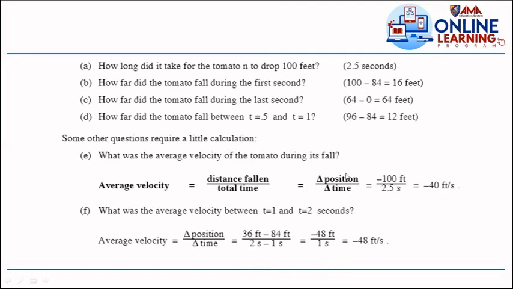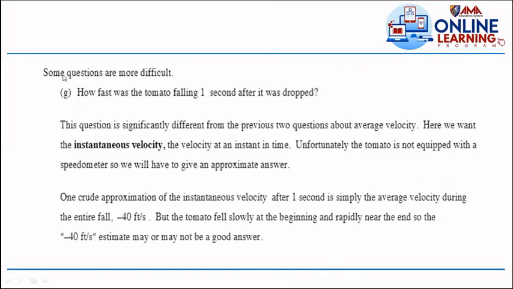Next, some questions are more difficult. How fast was the tomato falling 1 second after it was dropped? The question is significantly different from the previous two questions about average velocity. Here we want the instantaneous velocity, the velocity at an instant in time. Unfortunately, that tomato is not equipped with a speedometer, so we'll have to give an approximate answer.